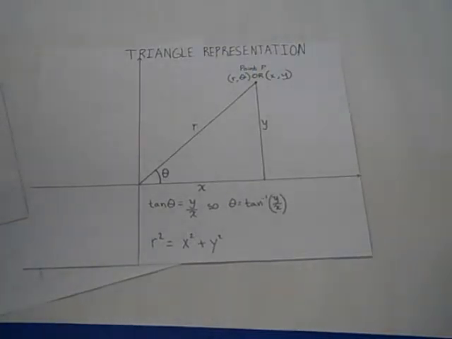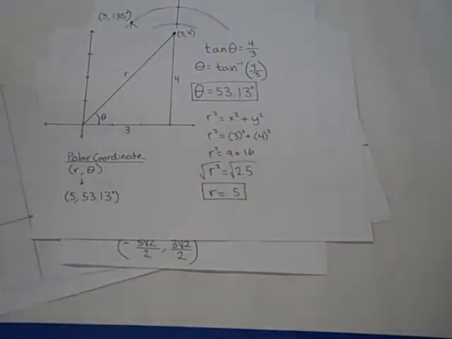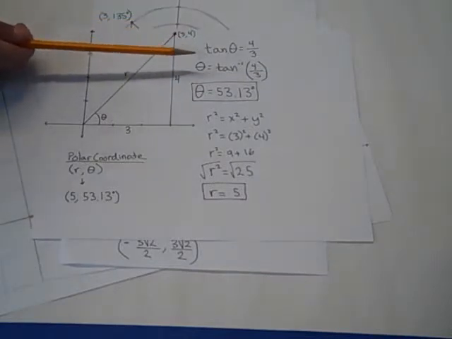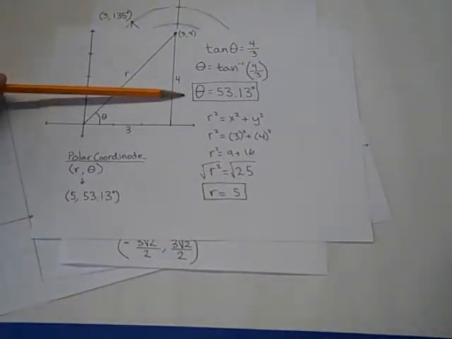Then solve for r. For example, take a look at this point, 3, 4. To convert it, we draw a triangle like so. Notice how the lengths of the sides of the triangle are linked to the coordinate. The x in the point is the x value of the triangle, and same goes for y. Now we know that the tangent of theta is y over x, so the arctangent of 4 over 3 equals theta.